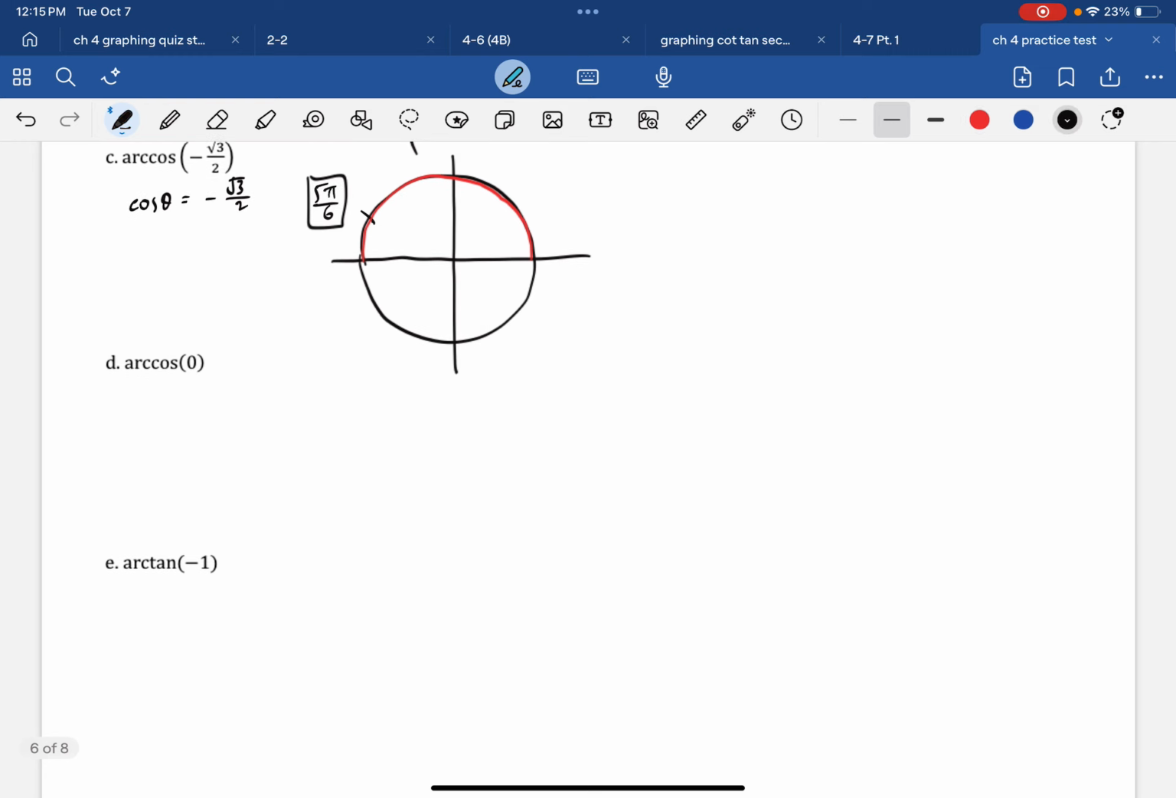Next, we have arc cosine of 0. So we're looking for a point with cosine theta equals 0, which means that it has x-coordinate 0, which is the point pi over 2, which indeed falls within the range of our arc cosine function.